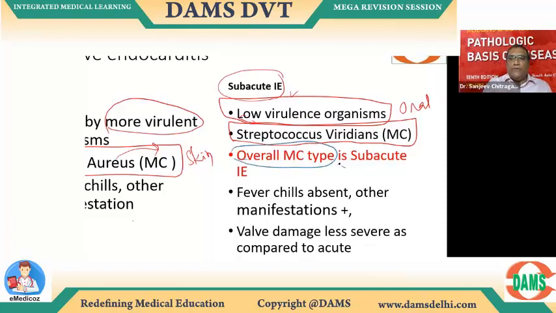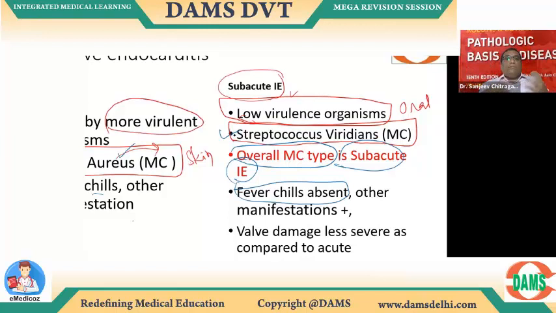Overall, the most common type is subacute infective endocarditis. So if they do not specify acute or subacute and just mention infective endocarditis, you will answer Streptococcus viridans as the most common. If they specify acute, then you write Staph aureus. Usually acute infective endocarditis will have strong manifestations like fever, chills, and other inflammatory manifestations. Usually fever and chills will be absent in subacute. Why? Because the organism is of low virulence, so your inflammatory response will not be much.